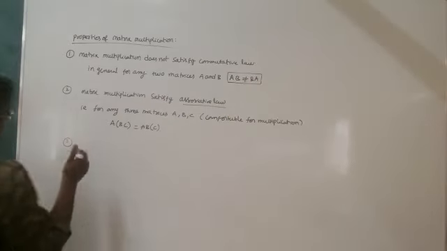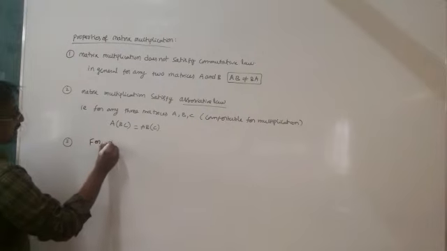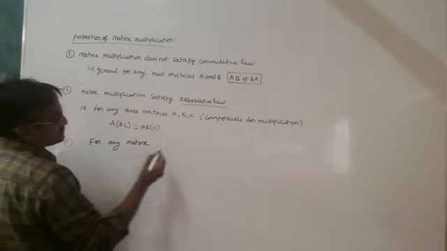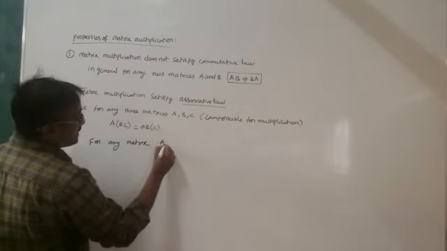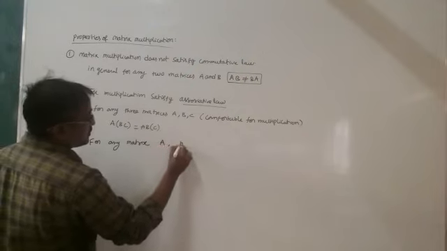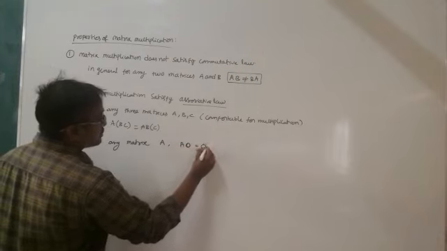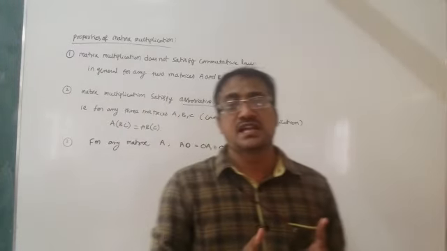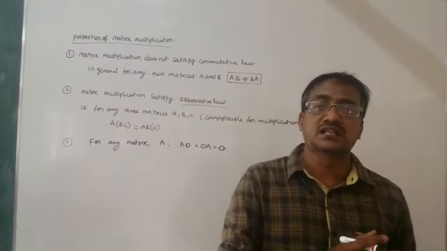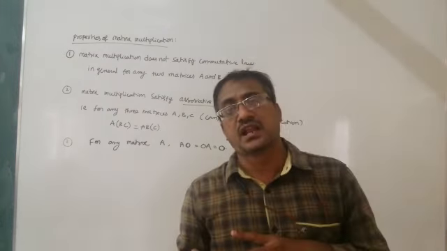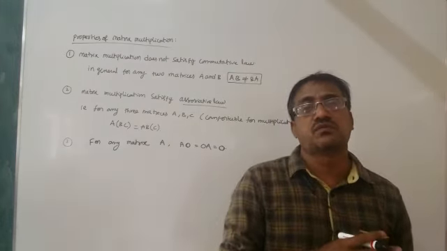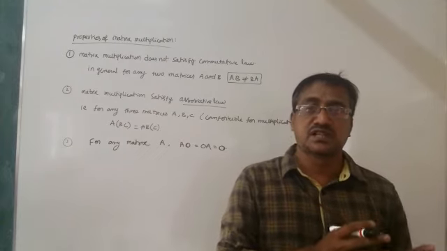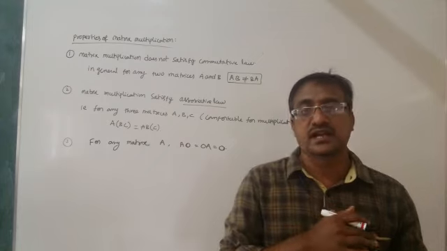Now third point, for any matrix capital A, AO is equal to OA is equal to O. Now if you multiply with a null matrix, then you will get a null matrix. AO is equal to OA is equal to O. So if you multiply any matrix with the null matrix, you will get again a null matrix.